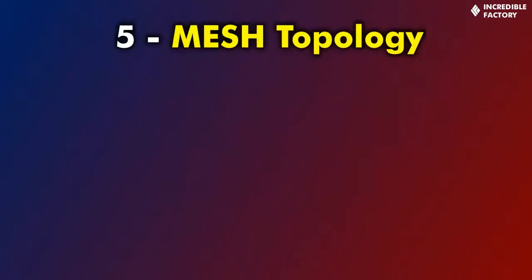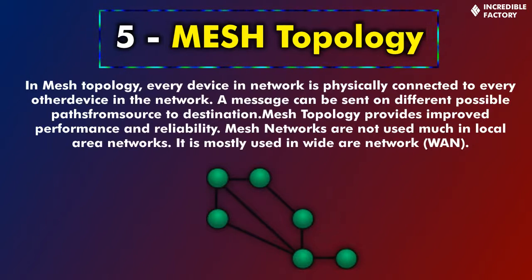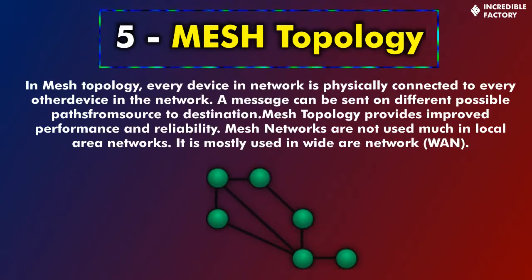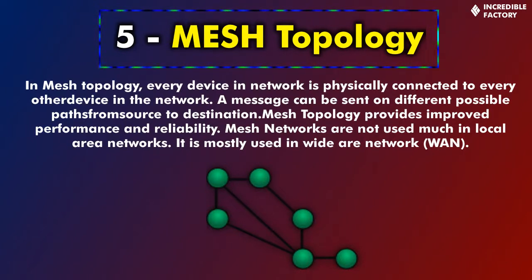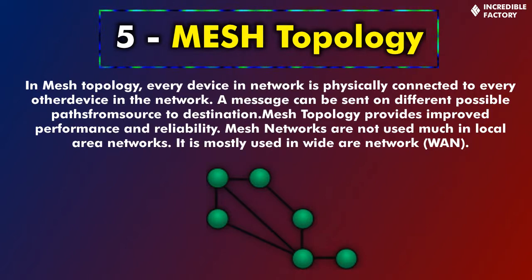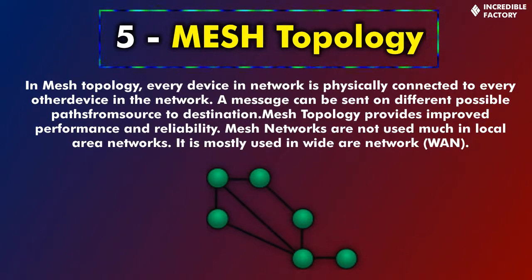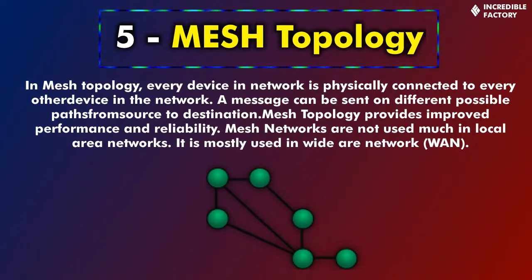And now we are going to discuss the last network topology, whose name is mesh topology. So students, in a mesh topology, every device in the network is physically connected to every other device in the network. A message can be sent on different possible paths from source to destination.